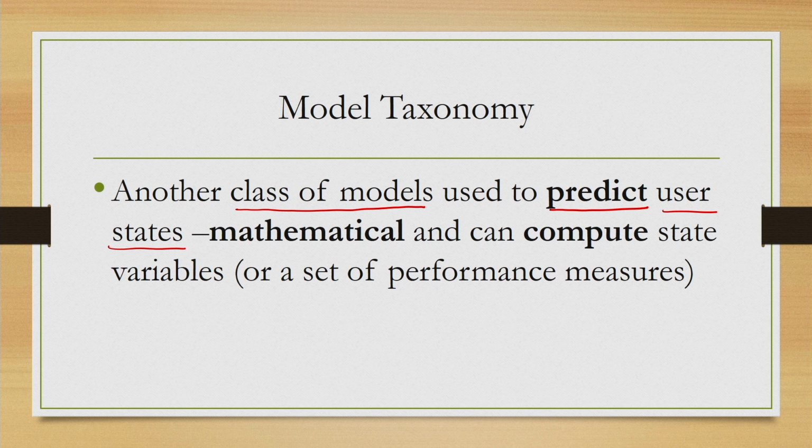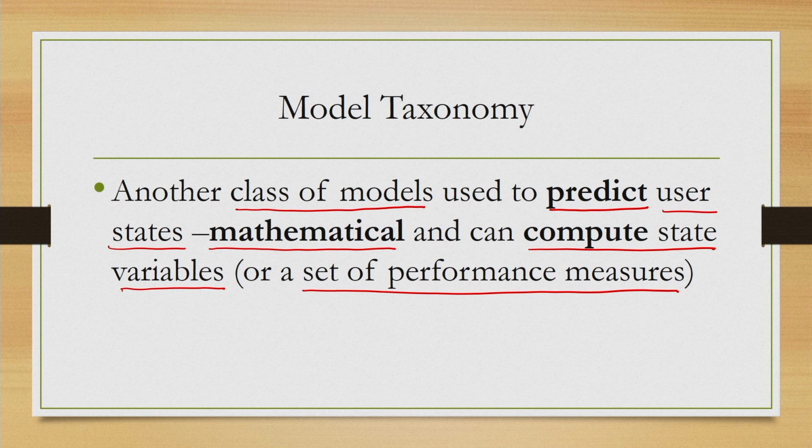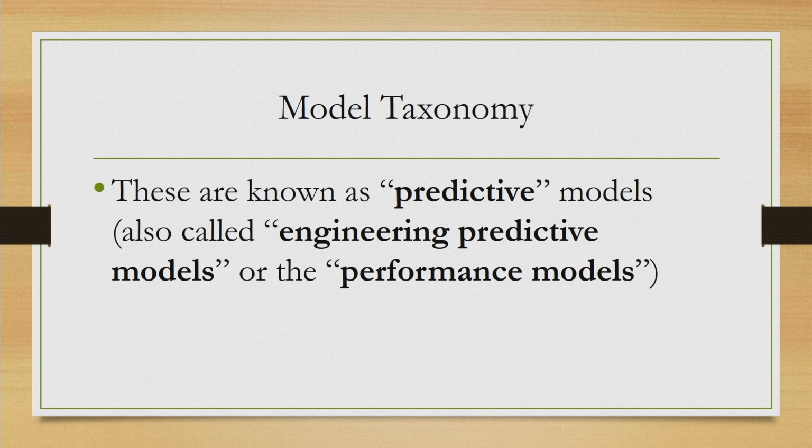What will be the next state? What will be the values of the set of state variables? So, these models are essentially mathematical in nature and they can compute the state variables, as I have already explained. Now, these state variables, as we have seen before, can be a set of performance measures as well that are indirect indication of the user state. Now, these models are known as predictive models.